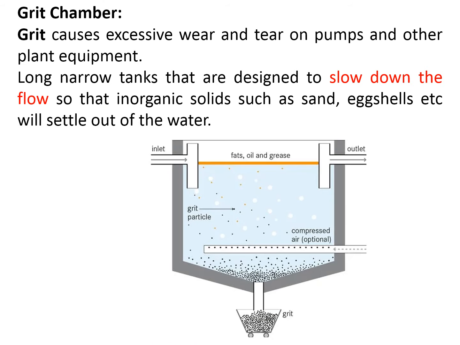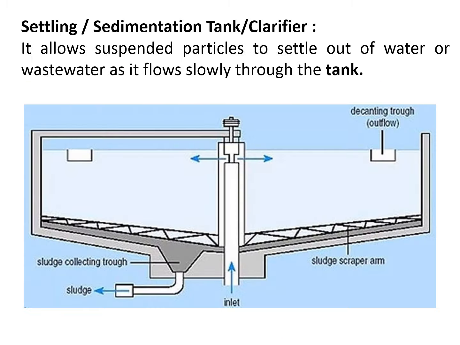Next is the grit chamber. Here the grit chamber is nothing but a simple sedimentation tank. The grit, if it is present, will cause wear and tear on the pump, so it is very necessary to remove it. Generally it is a long narrow tank that is designed to slow down the flow. Its velocity is very important. Here the velocity is maintained in such a way that all the grit particles will settle down and be collected at the bottom, and the fat, oil and grease will float at the top, and can go for further treatment.